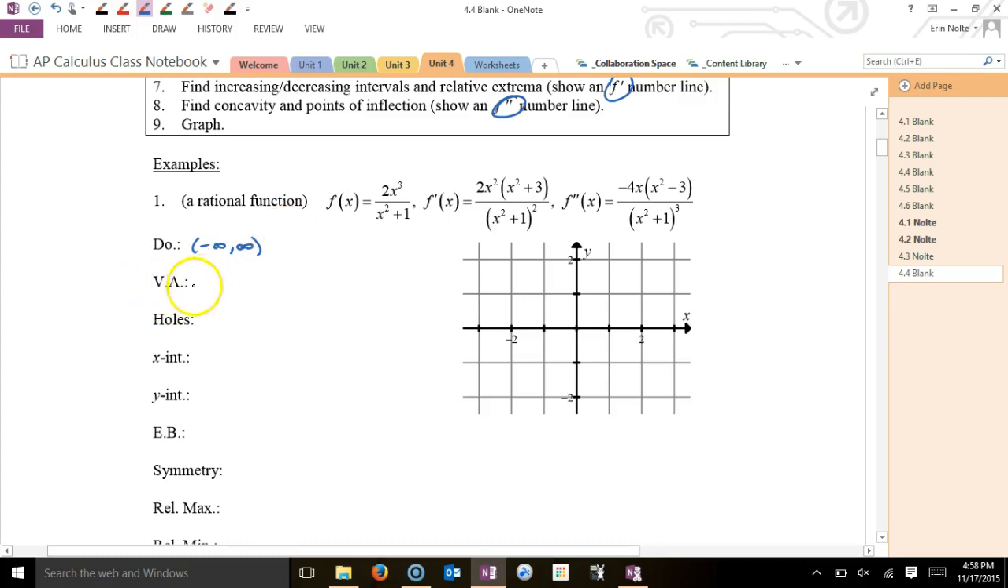Vertical asymptotes. Since there are no restrictions on the domain, there are no vertical asymptotes, so we can say none. Again, no holes, because that would be something that canceled with the top. For x-intercepts, we just take the function and set it equal to 0. Mentally, if we set this equal to 0, the denominator goes away, and so we have 0 equals 2x cubed. The x value for that would be 0, so we have an x-intercept at 0.